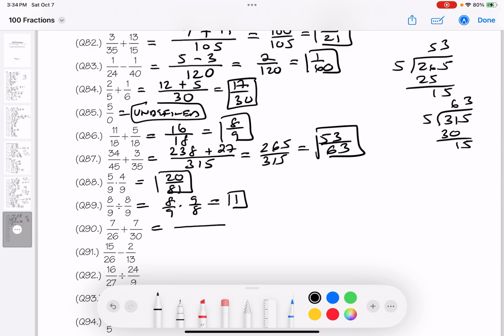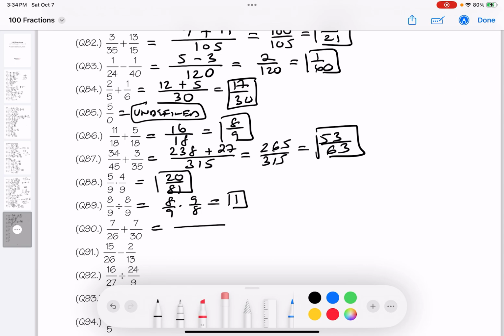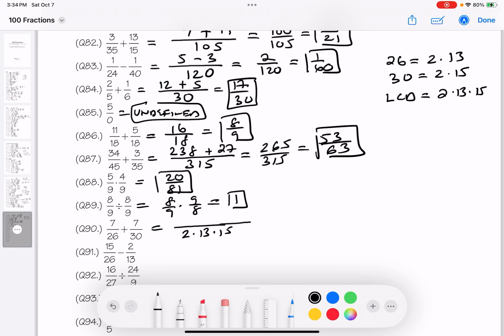Over here, I got the LCD. Let's go through that again. Erase this work over here. And I'll write down for you. It's 26, and 26 is 2 times 13. And the number 30, I'm going to say is 2 times 15. So what's the LCD going to be? Well, it's going to be 2 times 13 times 15. I'm going to do this one a little differently. I'm going to say 2 times 13 times 15. We'll do it as we need, by the way.